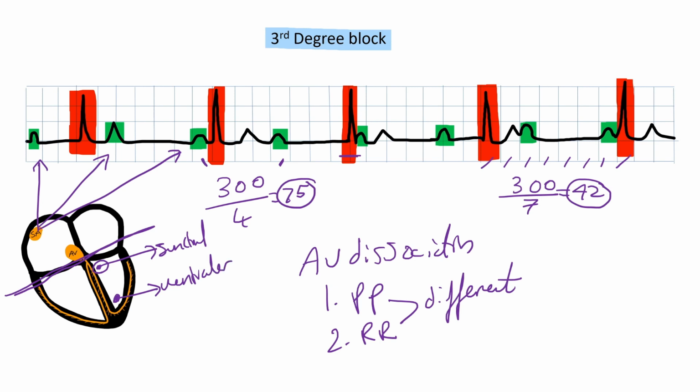However, if the block was lower, we'd have a pacemaker somewhere in the ventricles, and a ventricular rhythm leads to a wide QRS. So remember, a narrow QRS, we have a junctional rhythm. So we have a block that's high up in the AV node. With a wide QRS, we have a ventricular rhythm. So therefore, the block is lower down.